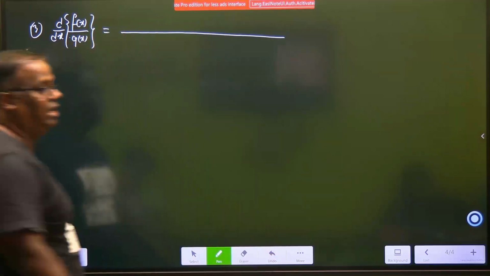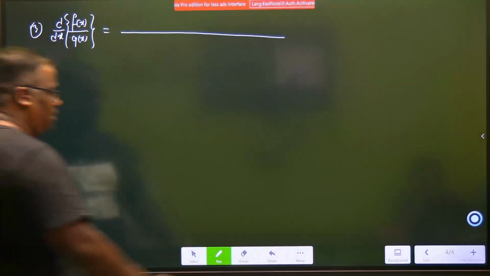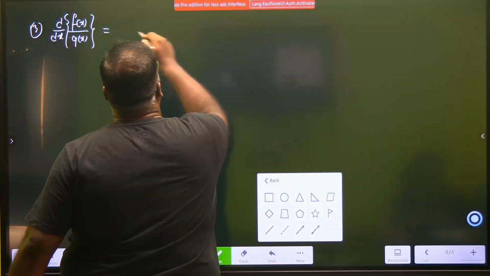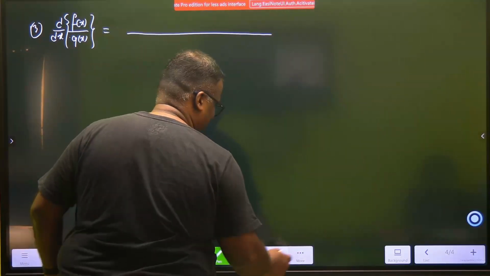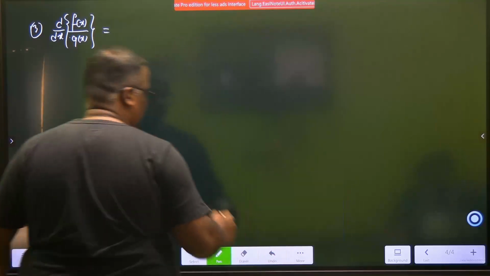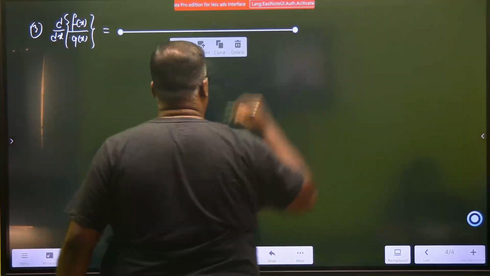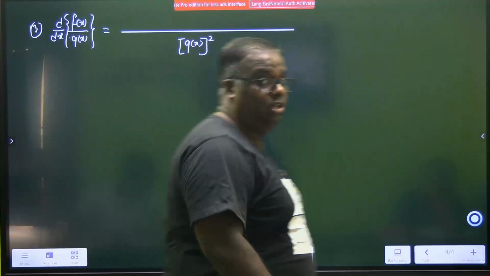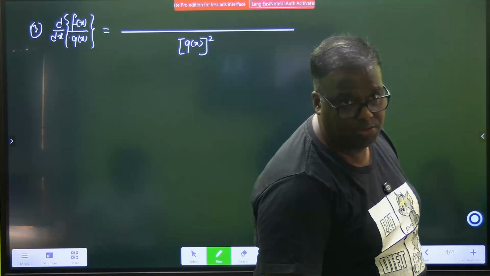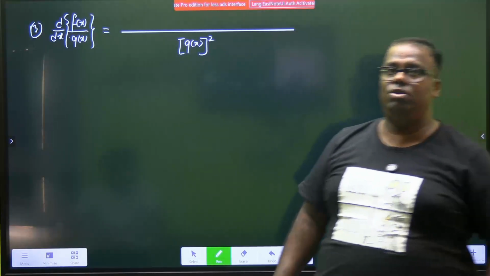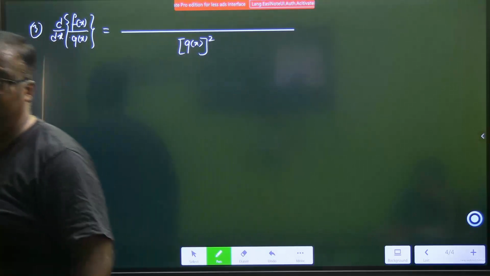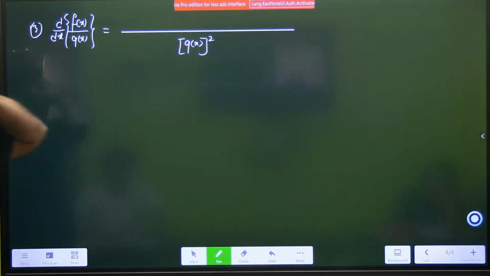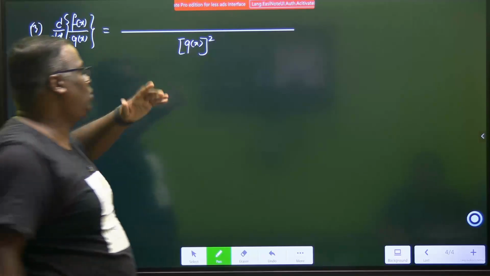First you make a line. Write the denominator first. The denominator is very simple. The denominator is g(x) as a function. You square the whole function. So we are doing f(x) by g(x). The denominator of the derivative is you square the whole denominator function. No tension. Got it? Then what we'll do?